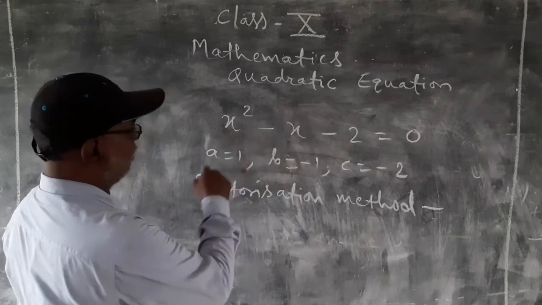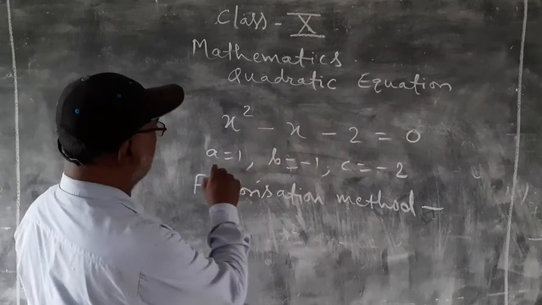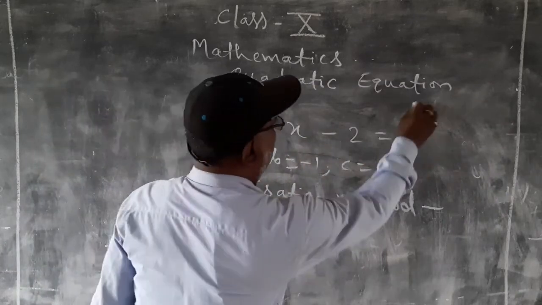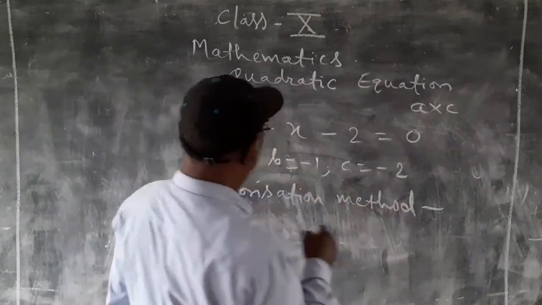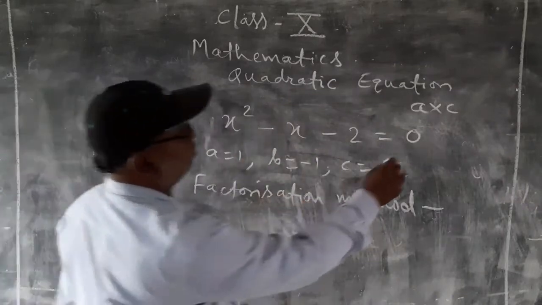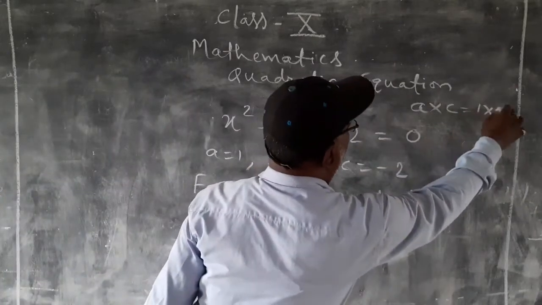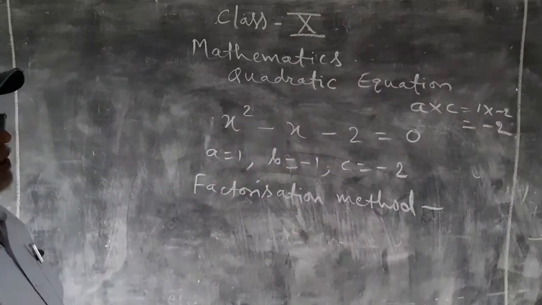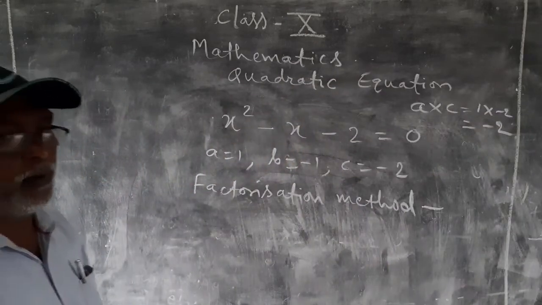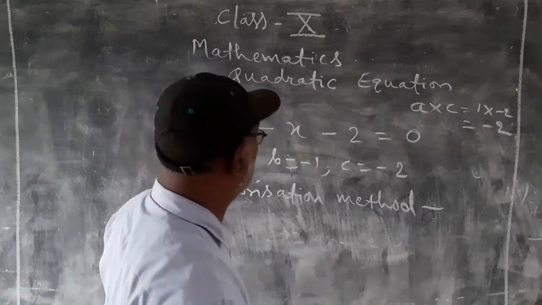Here you see the coefficients a and c, the product of a and c. At first you have to obtain the product a into c. Here a is 1 and c is minus 2, therefore it is 1 into minus 2, that is minus 2. And the factors of minus 2 are plus minus 1 or plus minus 2.